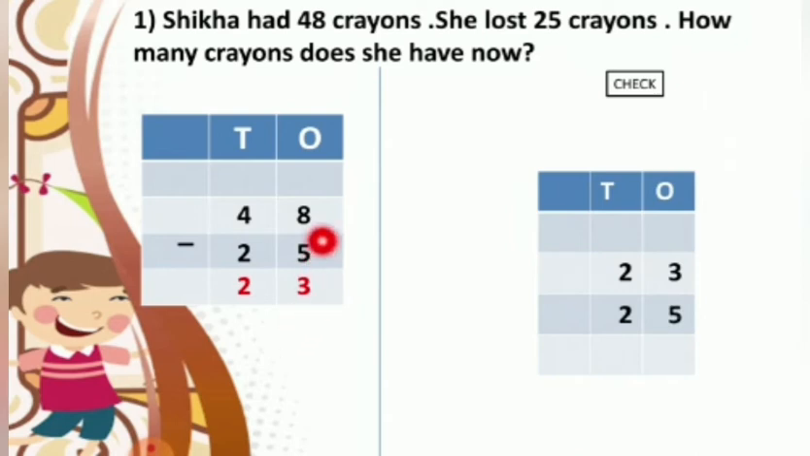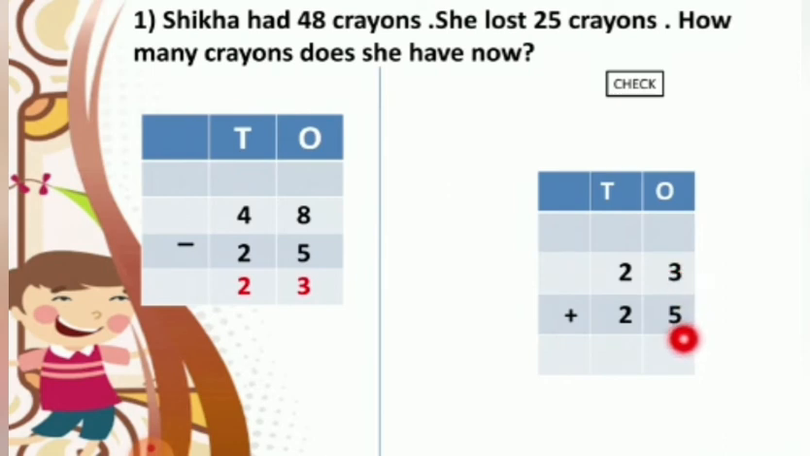My answer should be 48. I should get here the answer 48. So let us check. Okay. Now, which sign should I use here? We are checking the answer. So I will use the sign of addition. Now let's start from ones column.